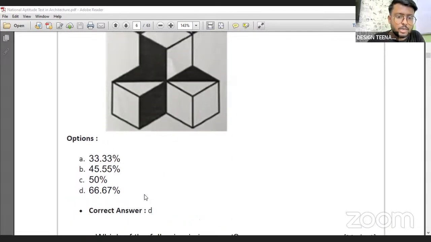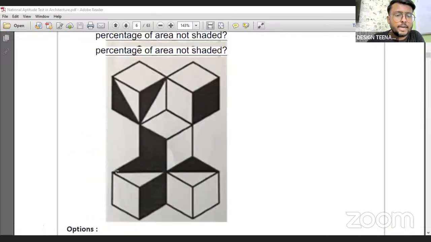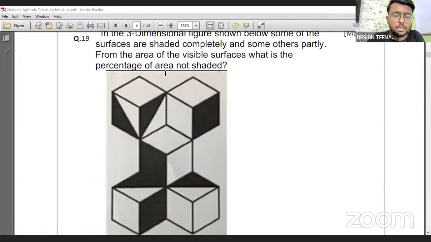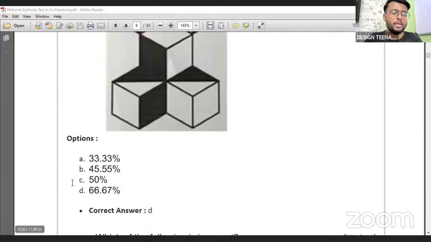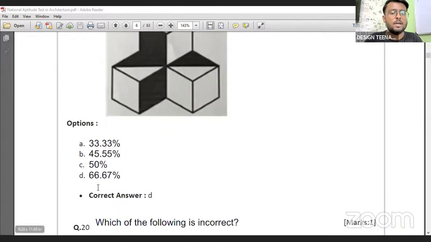Okay, what they have given, option D is the correct answer. Is it shaded or not shaded that they have asked? What is the percentage? Okay, sorry, not shaded. So if 33.33 is the shaded area, then 66.67 is the non-shaded area. Got it? Any doubts? Quickly, any doubts?